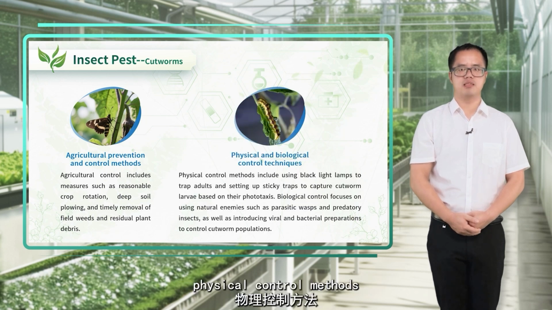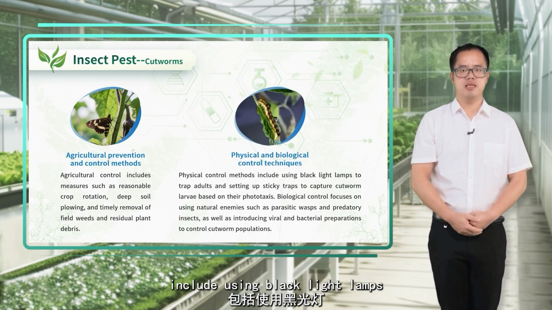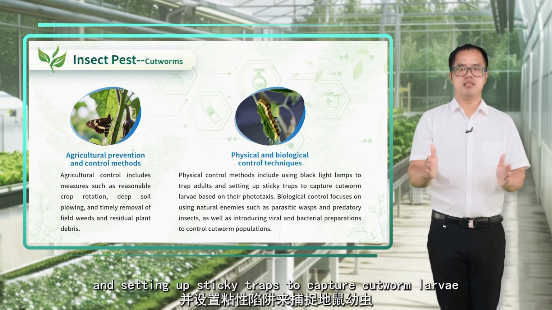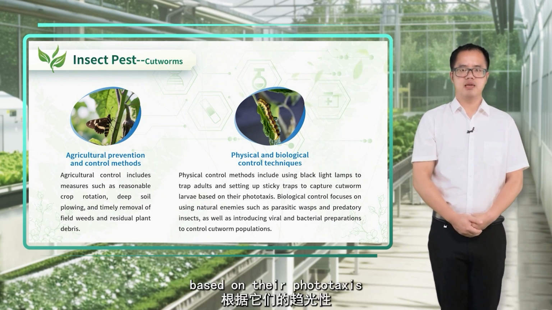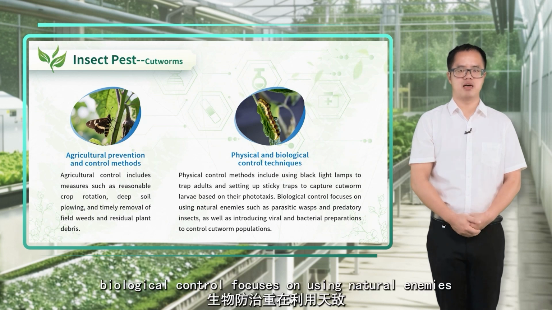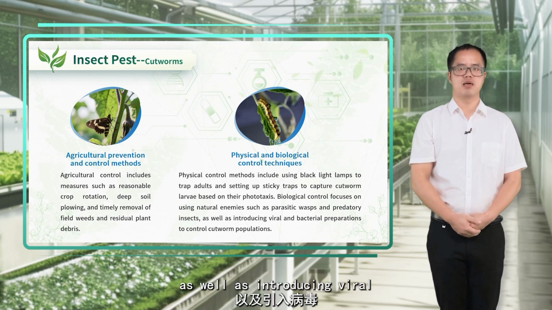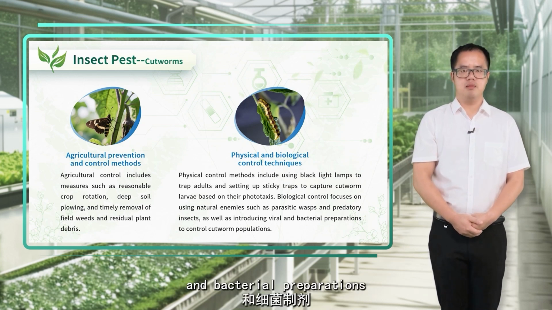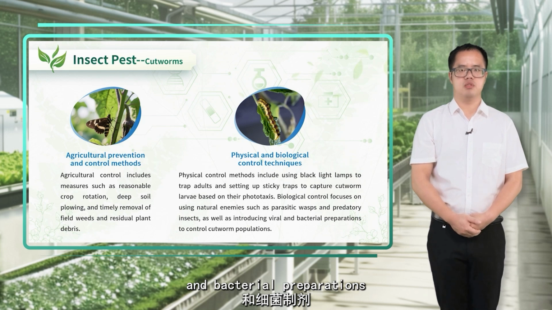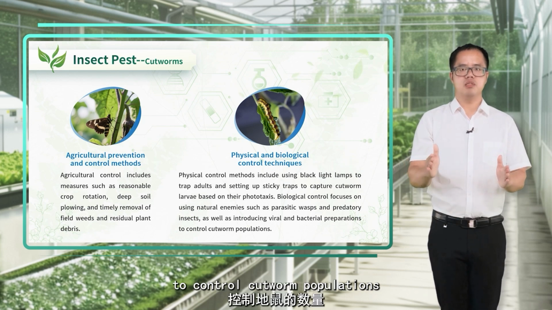Physical control methods include using black light lamps to trap adults and setting up sticky traps to capture cutworm larvae based on their phototaxis. Biological control focuses on using natural enemies such as parasitic wasps and predatory insects, as well as introducing viral and bacterial preparations to control cutworm populations.